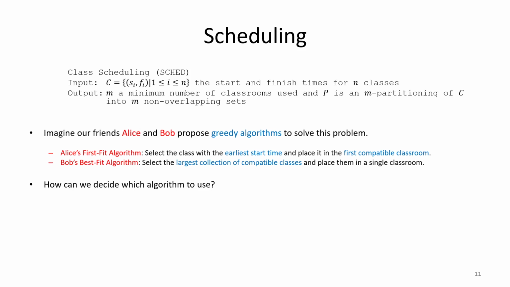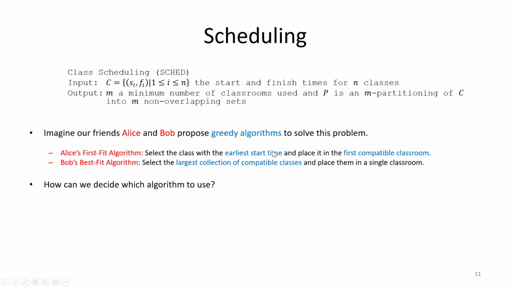So Alice's algorithm I'm going to call the first fit algorithm, because it's going to basically place the class in the first classroom that it fits in, okay? But with a little bit extra going on to it. It says select the class with the earliest start time and place it in the first compatible classroom. Now, there's an assumption here that we'll usually use in a lot of greedy algorithms, which is what we mean here is repeat this until you're done. So it says select the class with the earliest start time, place it in the first compatible classroom, then delete it from the set and do this again. Find the next class with the next earliest start time and place it in the first compatible classroom.